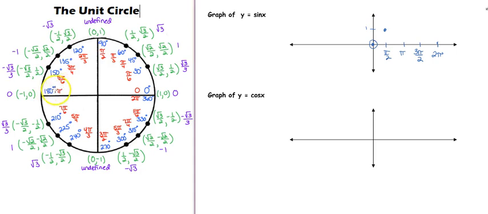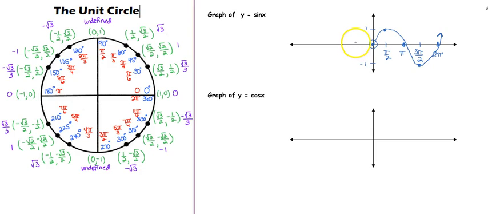Now I go down to pi. When I'm at pi, my sine is back down to 0. And at 3 pi over 2, now my sine has moved down to a negative 1. And at 2 pi, full circle, we're back at a sine value of 0. So one trip around our circle, and this is our sine graph.